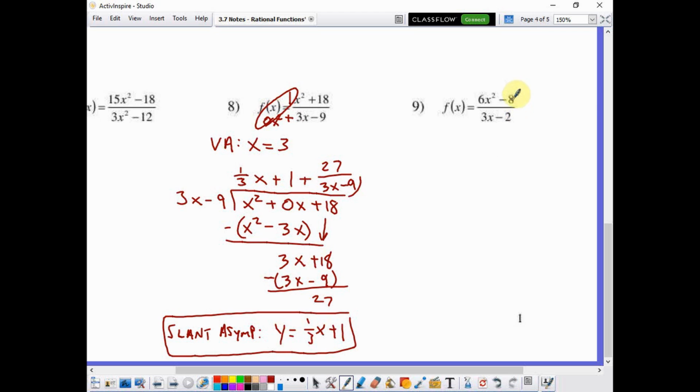Here's another case where I'm going to have a slant asymptote because I've got a degree of 2 in the numerator and 1 in the denominator. So I add 0x squared. 6/0 is 0. So I'm going to have a slant asymptote. First, though, let's put that vertical asymptote.